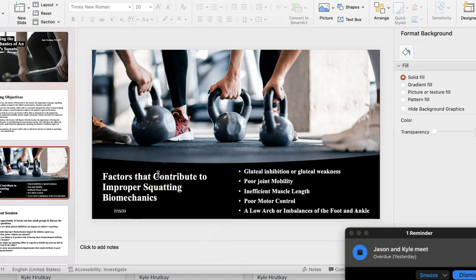That will then be expanded upon through the following criteria. So, factors that contribute to the improved squatting mechanics, we're going to learn how gluteal inhibition or glute weakness can impact these, as well as poor joint mobility, inefficient muscle length, poor motor control, and finally, a low arch and imbalances of the foot and ankle, and how that can play a role in affecting the athlete's squat.